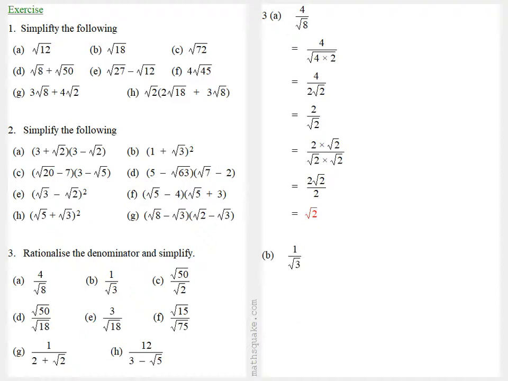In question B, we have 1 over the square root of 3. Now if we multiply top and bottom by the square root of 3, that will give us root 3 on the top and 3 on the bottom. So our answer is root 3 over 3.